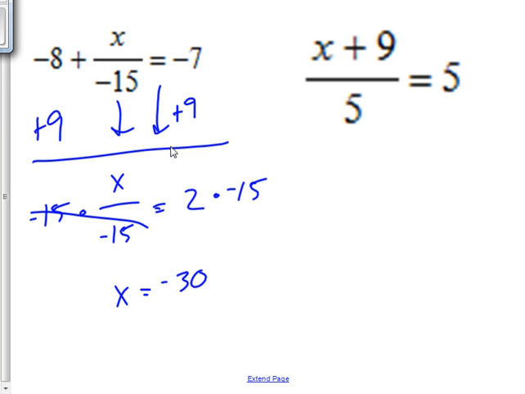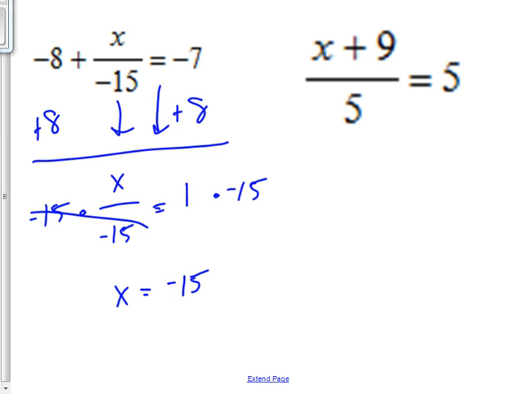Okay, so I'm sure you guys caught my mistake here as I was going. For some reason I added 9. That's obviously incorrect. So hopefully you caught that. We need to add 8 to both sides. That's going to change this 2 to just a positive 1, and then our answer is going to be negative 15, not negative 30. So I apologize for that.